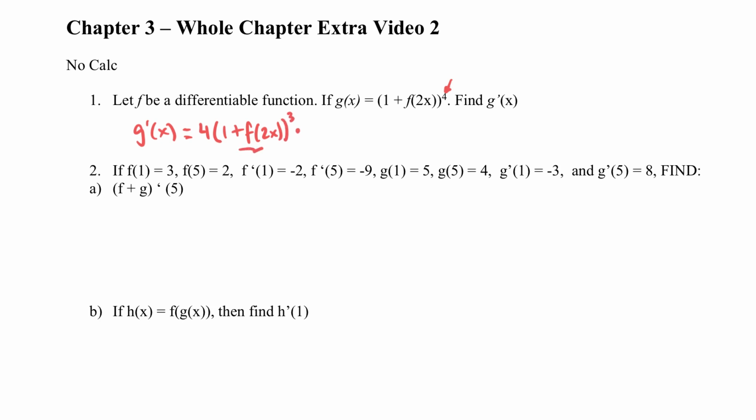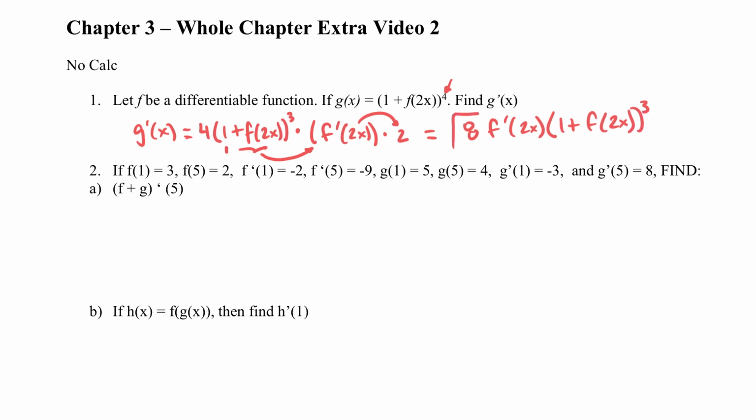Now I have to take the derivative of this inside. The derivative of this 1 is 0, and the derivative of f of 2x would be f prime of 2x, but then I have to take the derivative of the 2x, which would be times 2. That's using the whole chain rule. Cleaning this up, this gives me 8 times f prime of 2x times 1 plus f of 2x to the third power as my final answer.